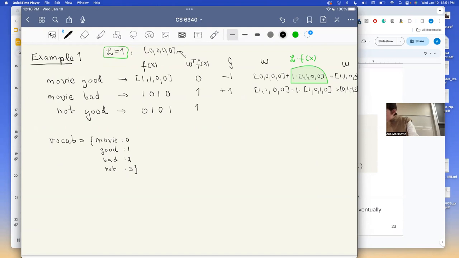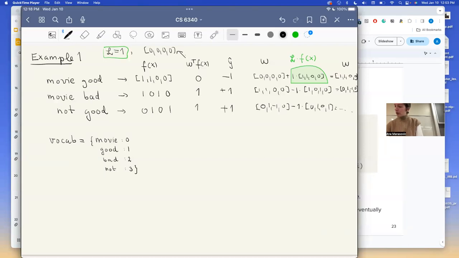1, let me just quickly check. Yes, it's 1. So the decision is going to be positive. And is this good? It's not good, right? So again, we need to update our vector. 0, -1, 0. It should be negative, so minus lambda, and then 0, 1, 0, 1, and then we'll get something.